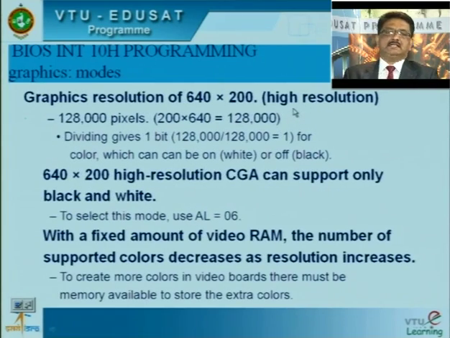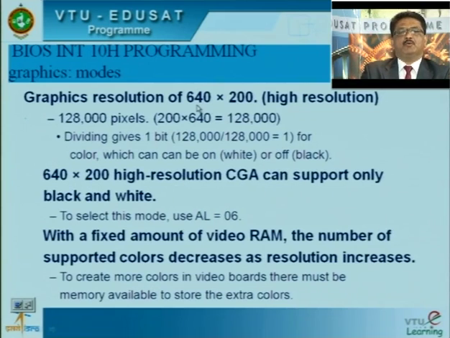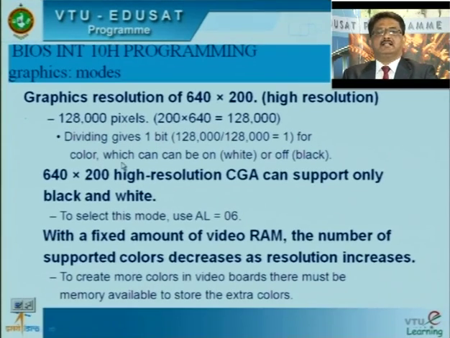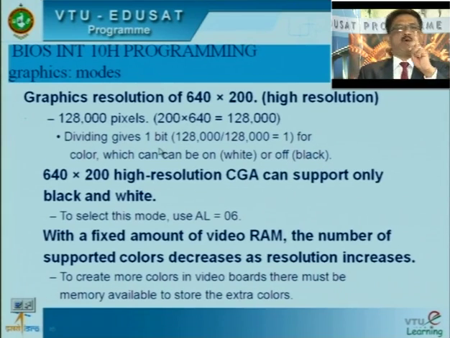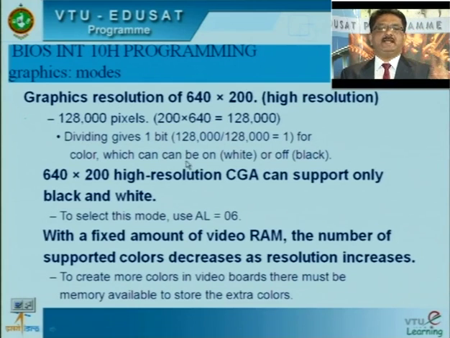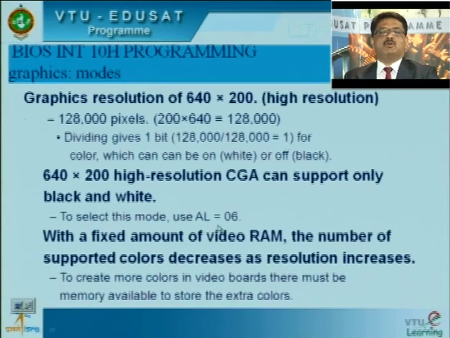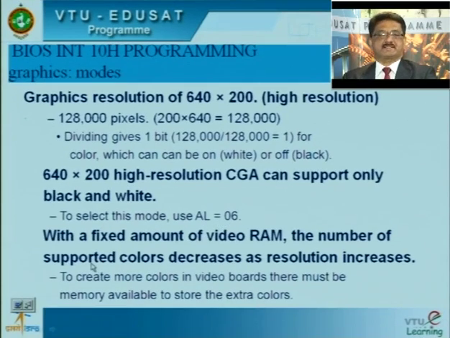Now, if I go for another graphics mode of high resolution, which gives me 640 into 200, that is 1,28,000 pixels per frame, dividing this by 1 bit for color, which can be on or off. Suppose it is black and white: if it is on, it gives me white, if it is off, it gives me black. So, if I specify only 1 bit to represent the color, then I can give only 2 colors. Now, 640 into 200 high resolution CGA can support only black and white. To select this mode, we will be using AL equal to 06H.